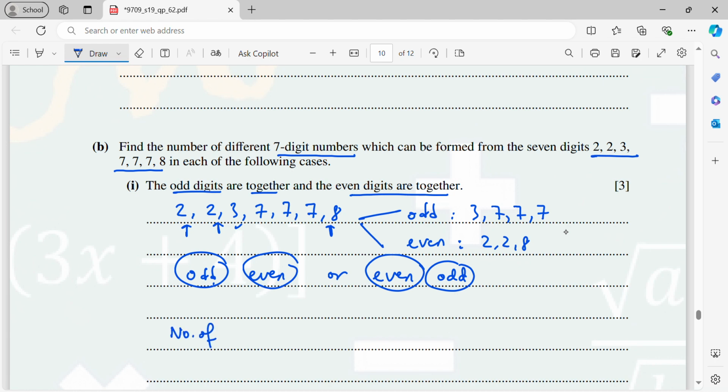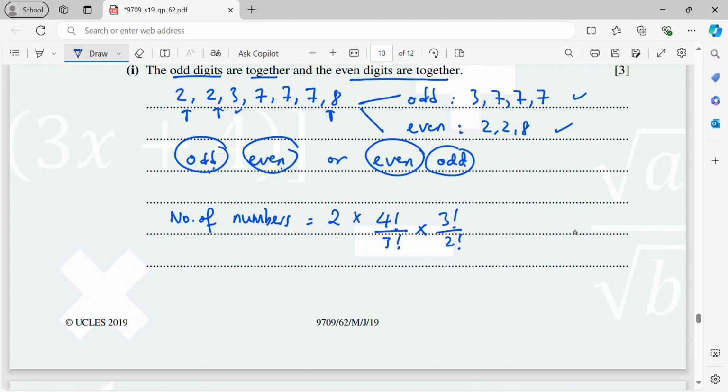So this is the number of digits. It will be 2 ways, okay, and times, odd numbers, I have 4. So I arrange these 4, but out of the 4, I have 3 times of 7, right? So divide by 3 factorial. Then I times with the even numbers. So even numbers, it will be 3 factorial because 2, 2, 8, but then there are 2 times of 2. Okay, so this will be the solution.